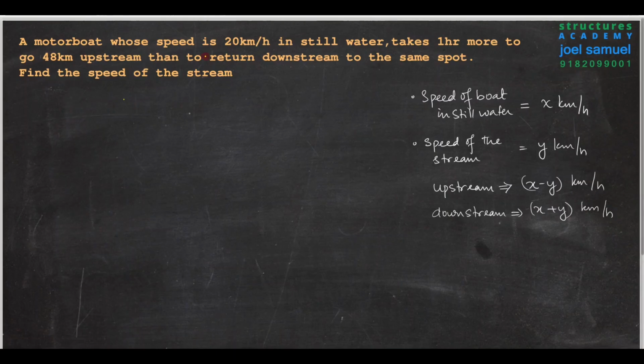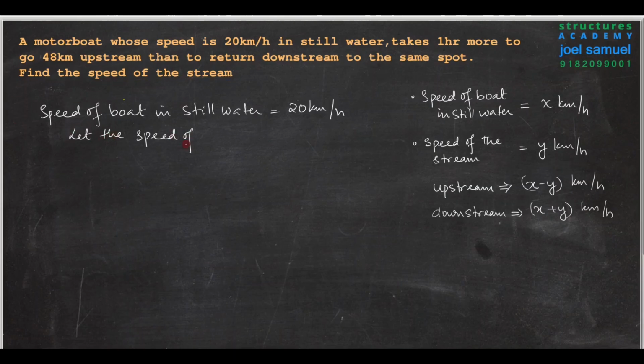The question tells us that the motorboat's speed is 20 kilometers per hour in still water. So we know the speed of the boat in still water, which we have taken as x, is 20 kilometers per hour. And finally, they're asking us the speed of the stream. So that is the unknown. So we say let the speed of the stream be y kilometers per hour.